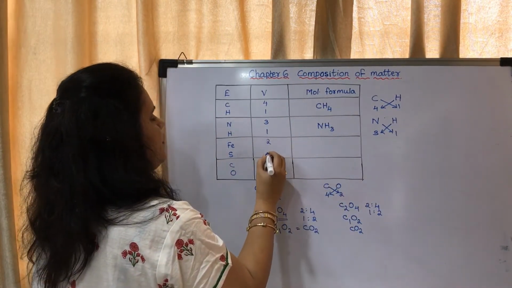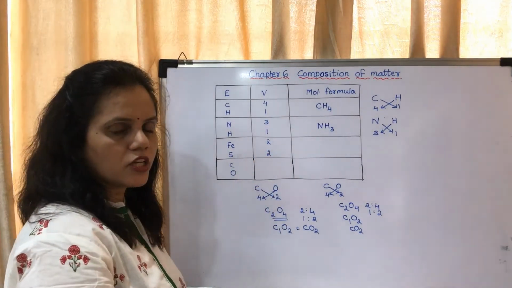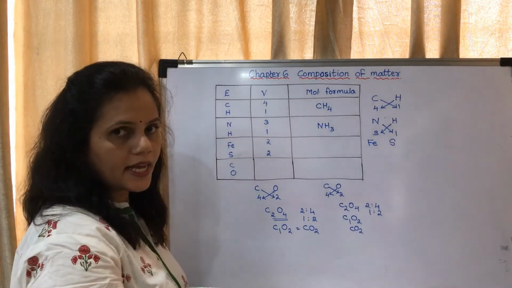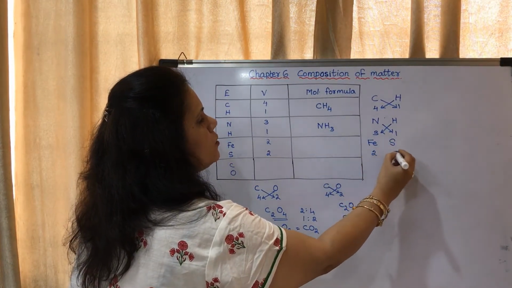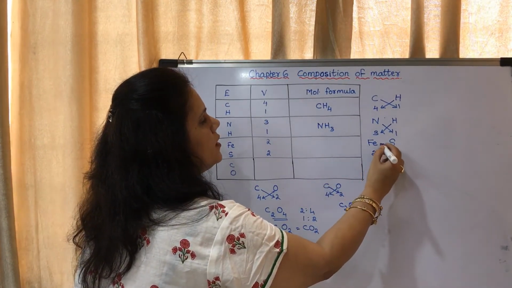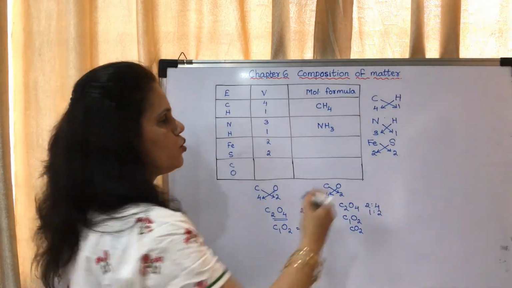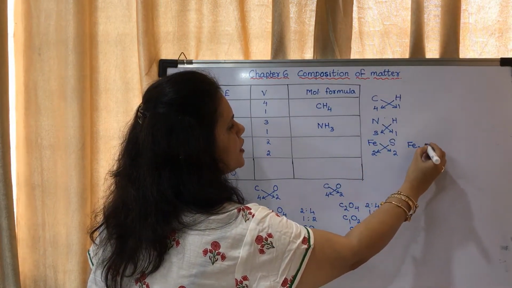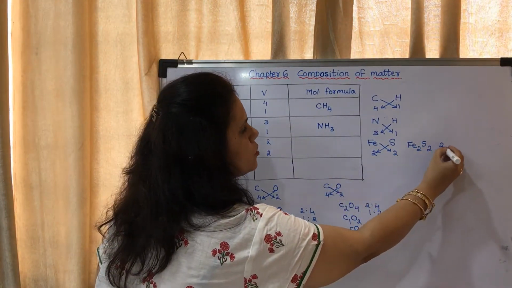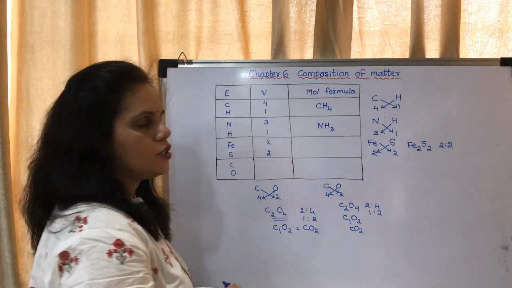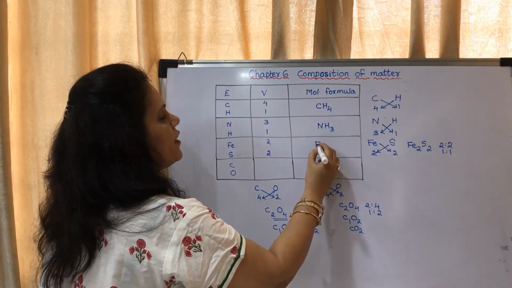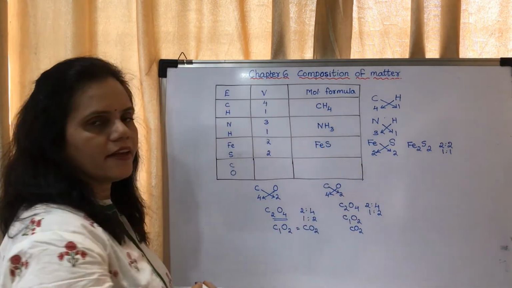Okay. Now the next is Fe and S. The valency of Fe is 2. The valency of sulfur is also 2. So first I will write the elements Fe and S. The valency of Fe is 2. The valency of sulfur is 2. So this number 2 here and 2 for Fe. So what will it become? It will become Fe2S2. Okay, Fe2S2. So the ratio is 2:2. Okay, 2:2 is the same as 1:1. So it will become Fe1S1, that is FeS.